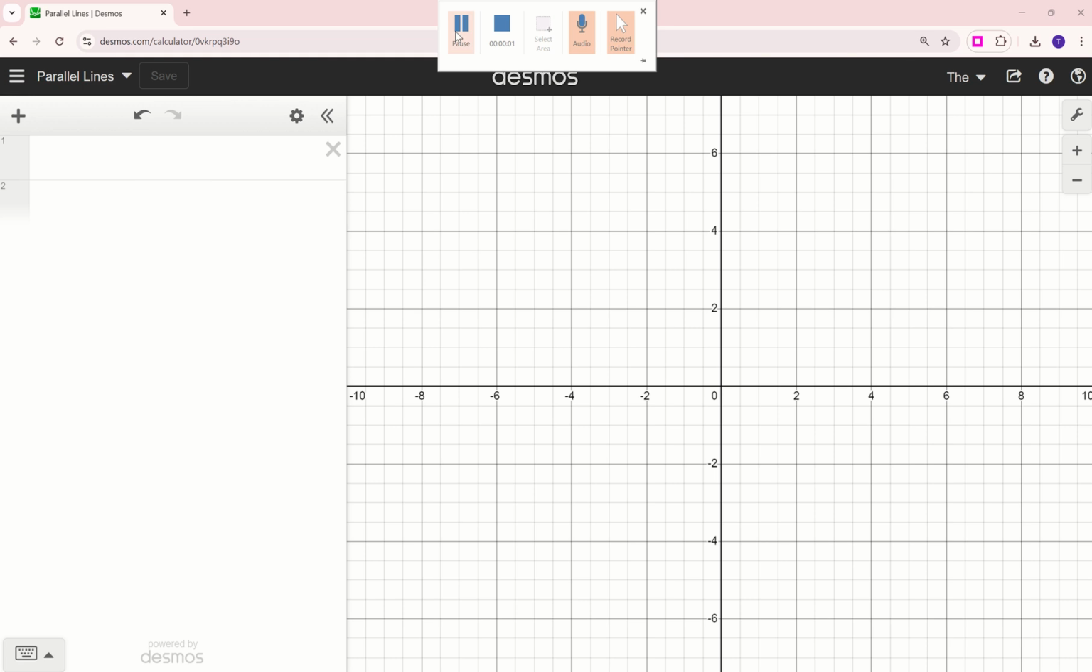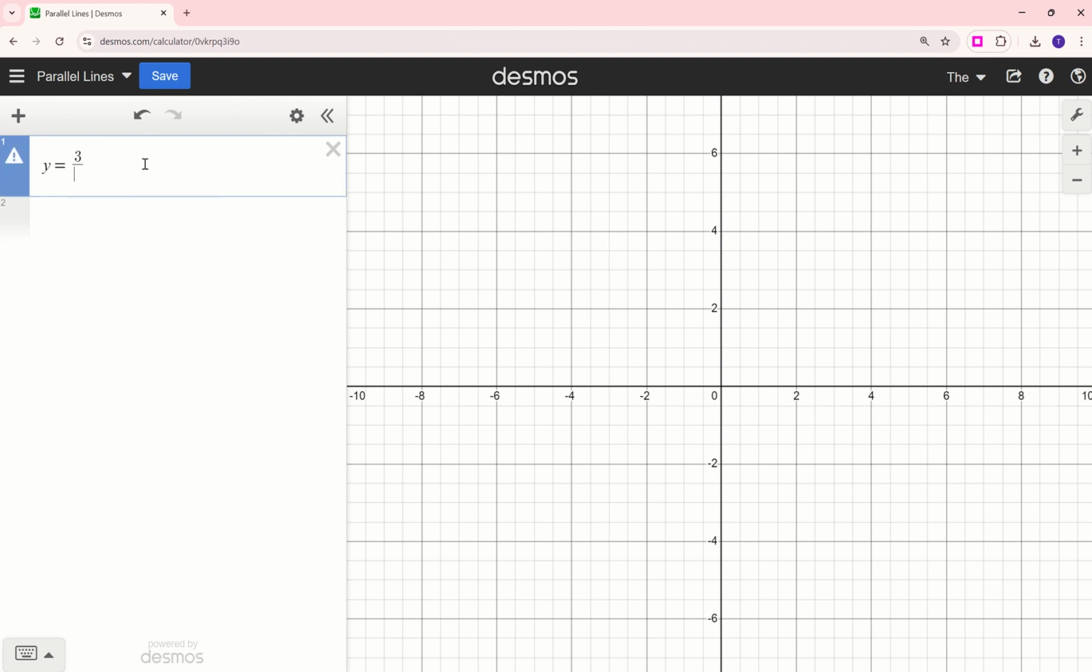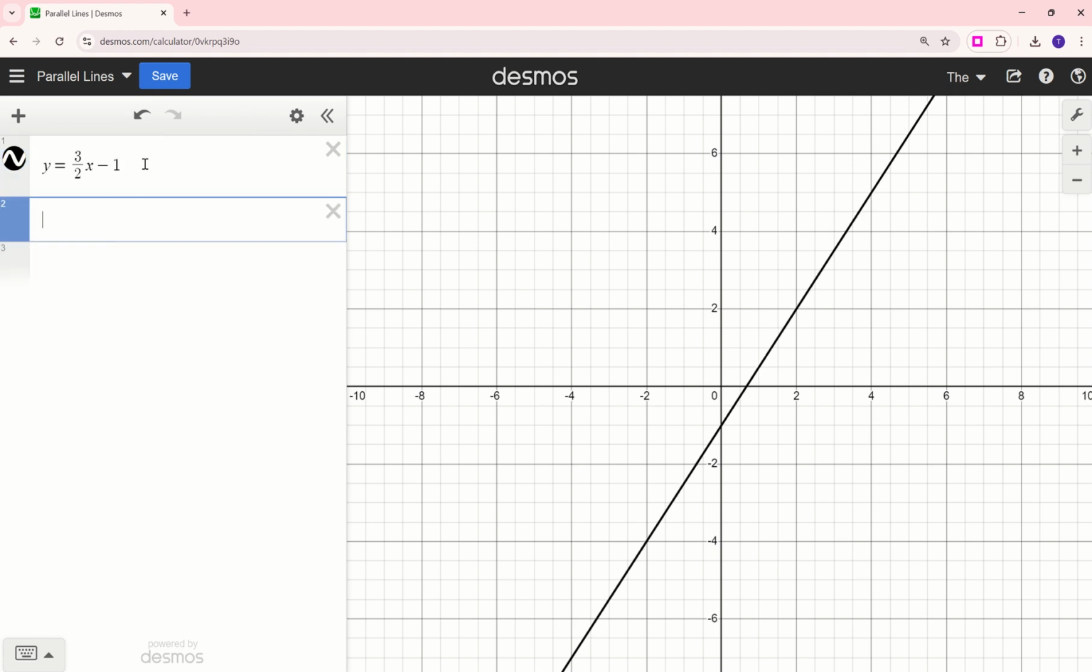In this video, we're going to write the equation of a parallel line that passes through a given point. So in this example, we're going to use the equation y equals 3/2 x minus 1. And it's going to pass through the point 4, -1.